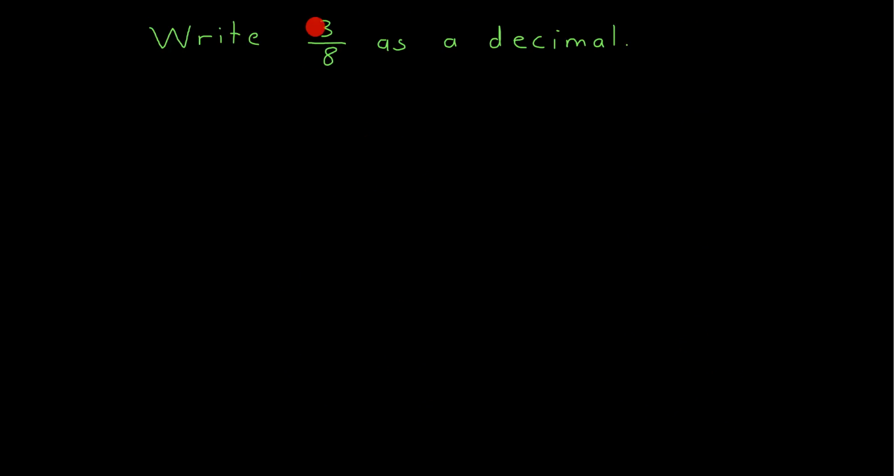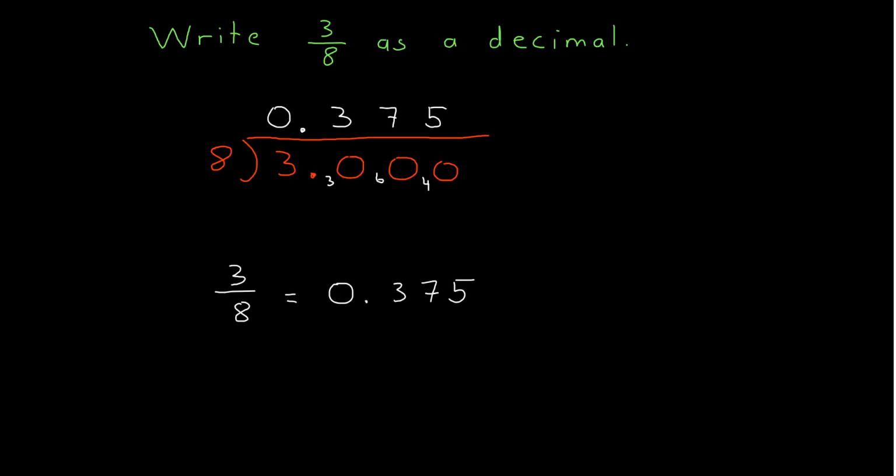Write 3/8 as a decimal. So have a go at this one, and I'm actually going to do it a slightly different way. So pause the video and see if you can get your answer. Okay, good. I assume you've done it. So let's do it. What I'm doing this time is I'm actually going to go 3 divided by 8. Okay, so I go 3 and I'm dividing it by 8.